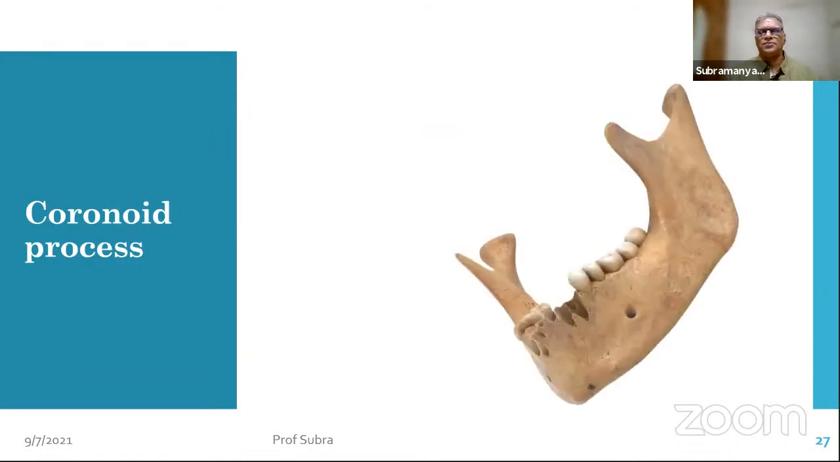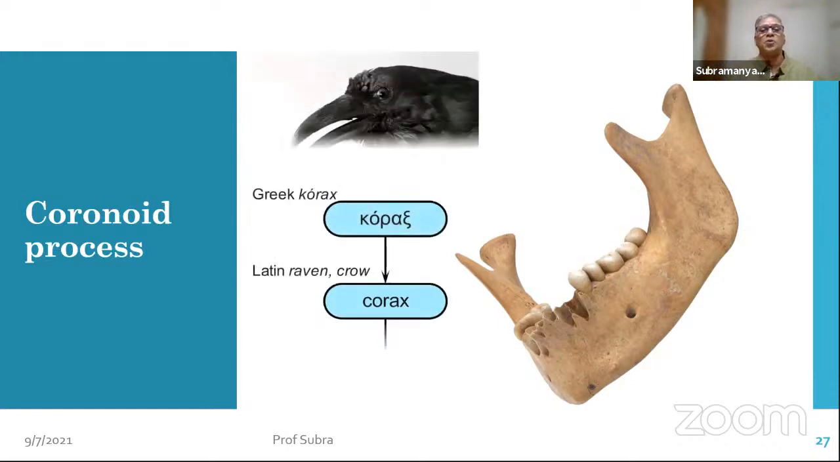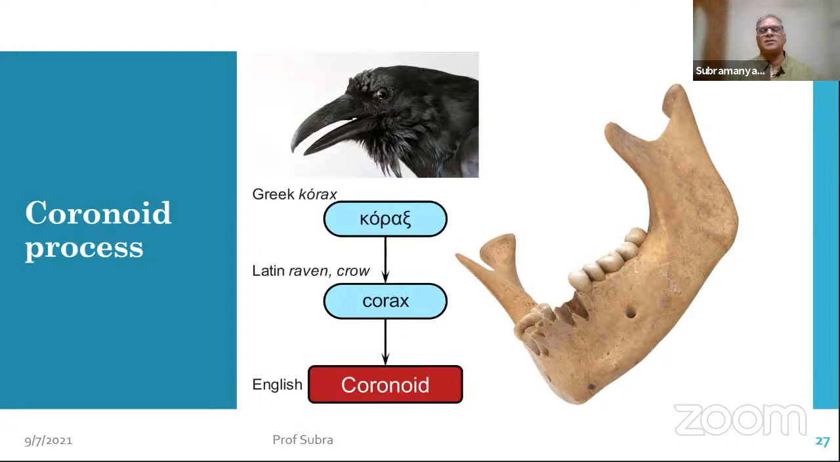And I think all of you are aware of the coronoid process. It might mistakenly be thought that it resembles a crown, like corona means crown, so that's why it's called coronoid process. But actually, the coronoid process is not related to a crown at all. It is related to the bird raven or crow, corax, which means raven or crow. From this word corax, the word coronoid is derived. The reason is that the coronoid process resembles the curved beak of a crow or a raven. So that's why it is called coronoid process.